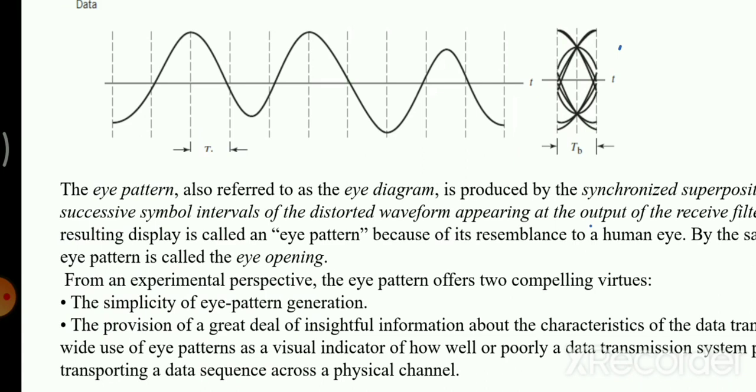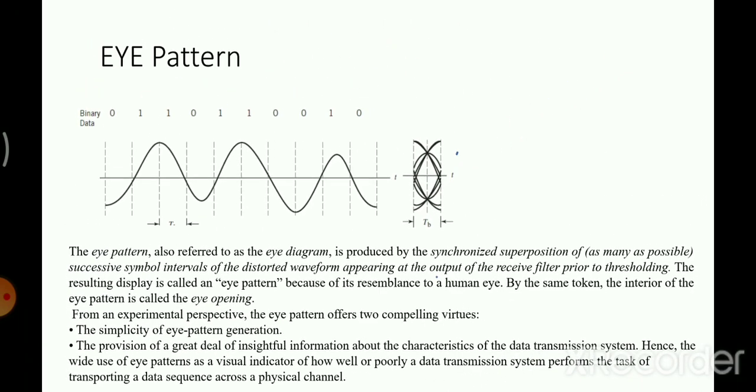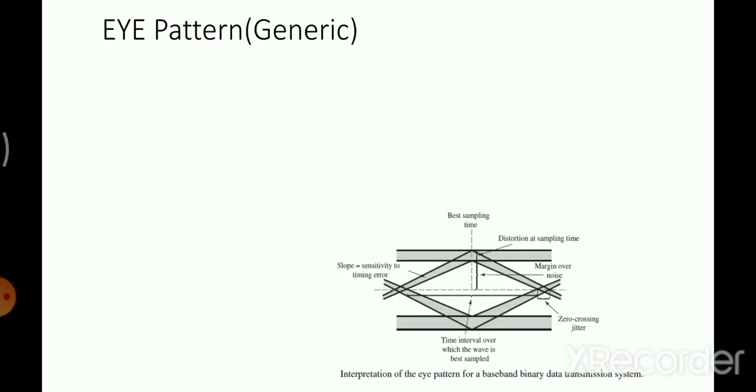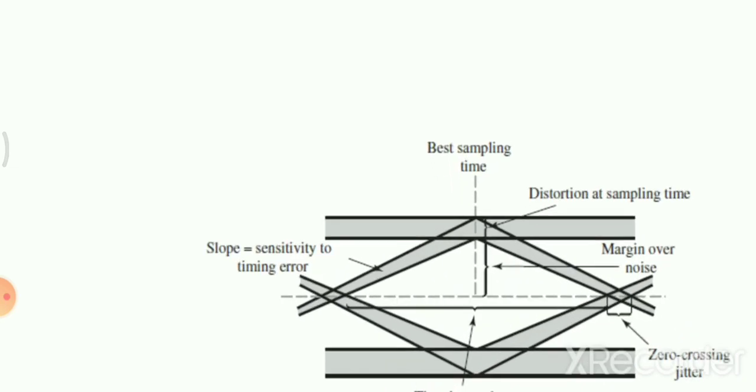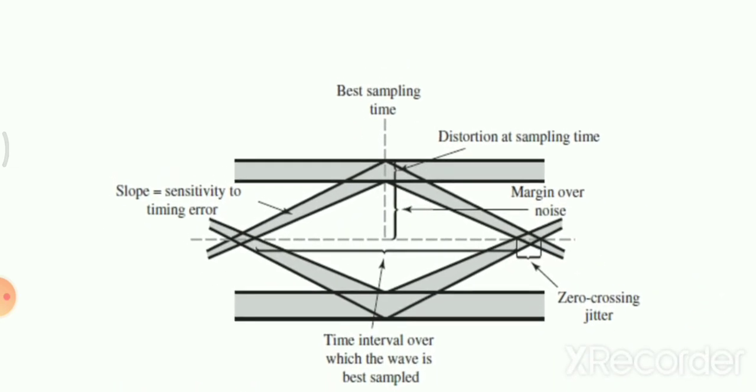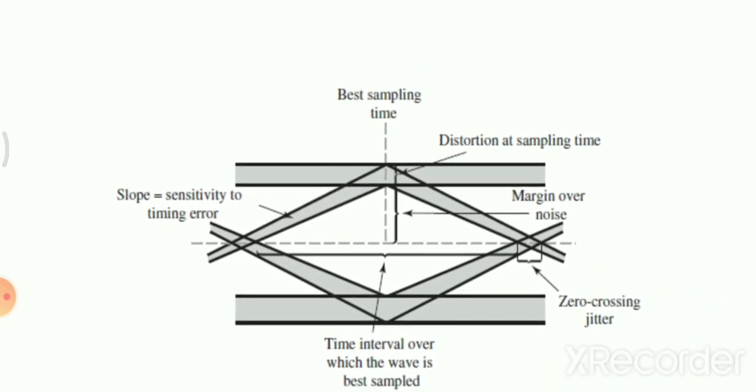There are two ways to describe an eye pattern. One is based on timing. This is a generic diagram you can see, which gives you a better idea of what is what. This is the time when you have the widest gap between the upper segments and lower segments. So this is the best time for sampling, because at the sampling instant there should be zero ISI, and the widest eye pattern means zero ISI.